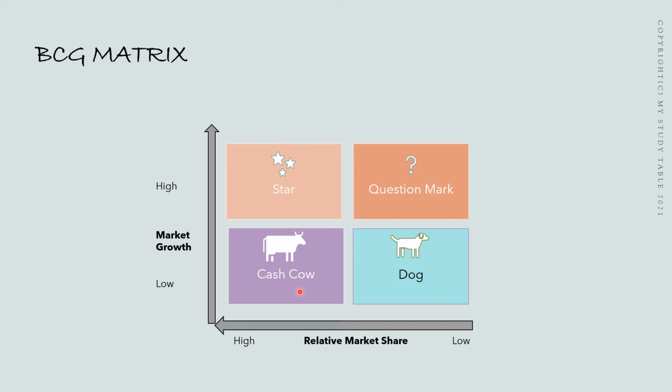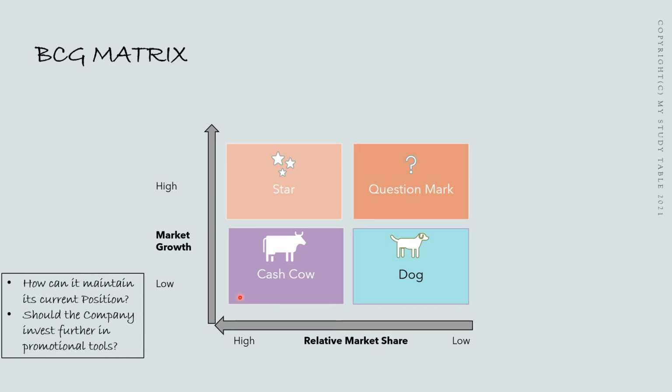As you can see here, the products in this quadrant have a relatively high market share in a low growth market. These are generally cash generators for the organizations and are profitable. The recommended strategy here would be to hold on to the investment and build on it further. So the questions that can be addressed and thereby strategized on would be: how can it maintain its current position, for which the company may choose a defensive strategy?